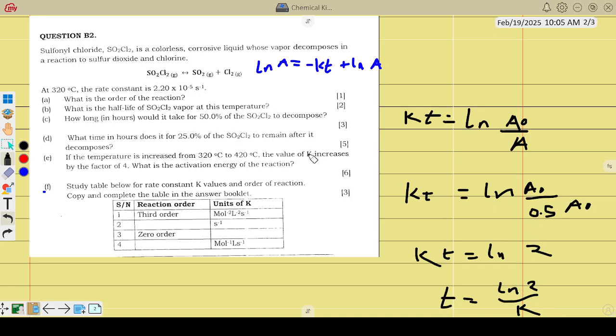So we can find this. You just say the rate constant is given, it's here. So ln 2 over that, you've gotten. And then what time in hours does it take? They even made the mistake because of preparing funny questions. What time does it take for 25% of the sulfonyl chloride to remain after it decomposes? Okay. They even give it 5 marks. Just know that they want to separate the sheep from the goats.